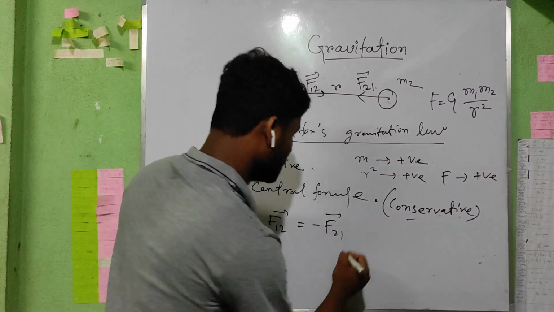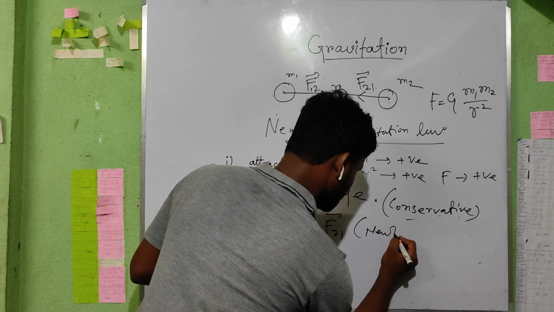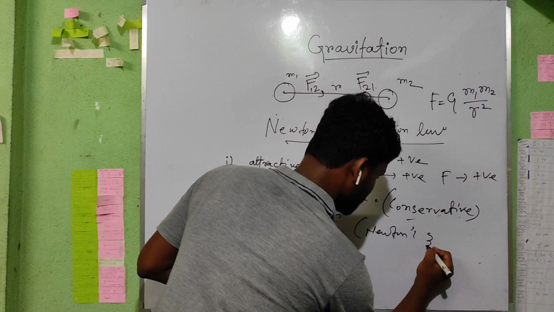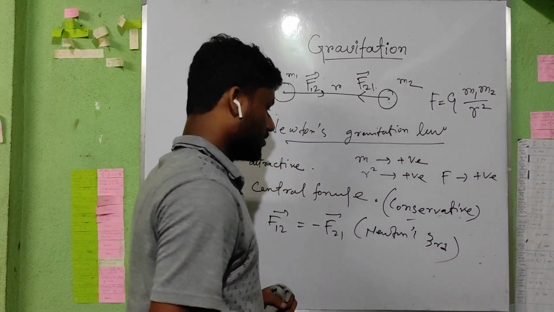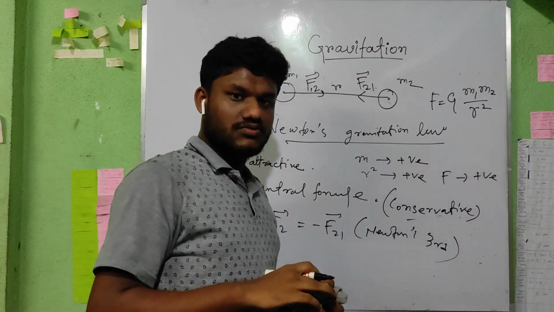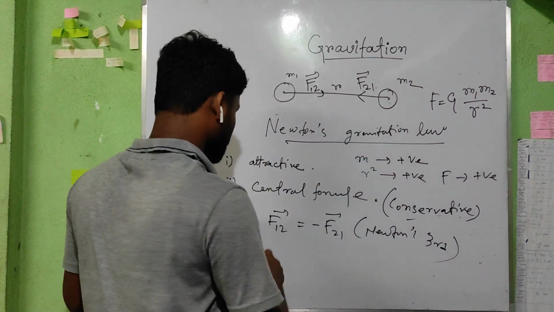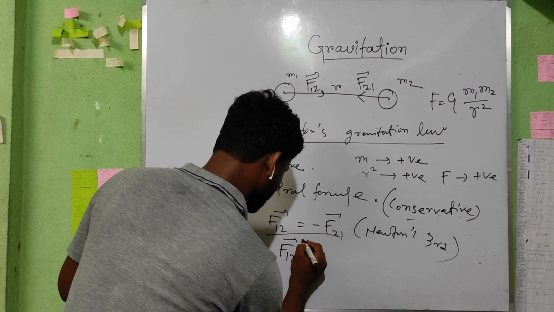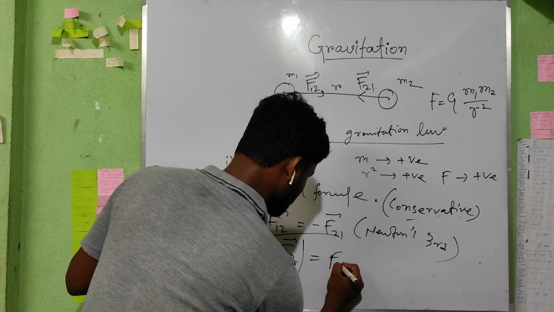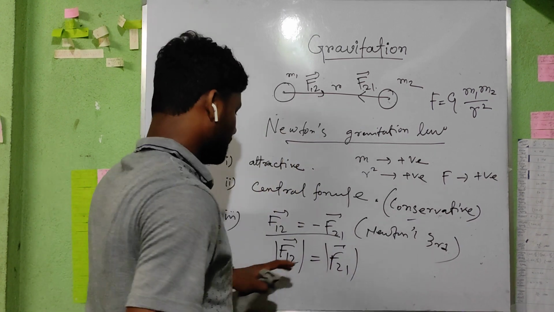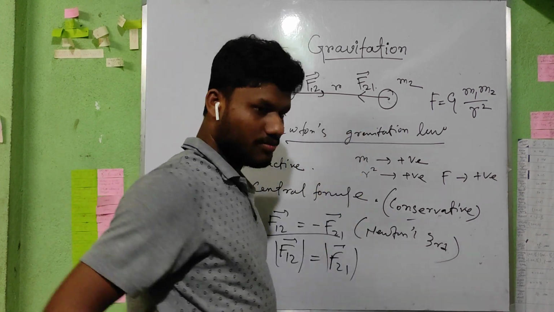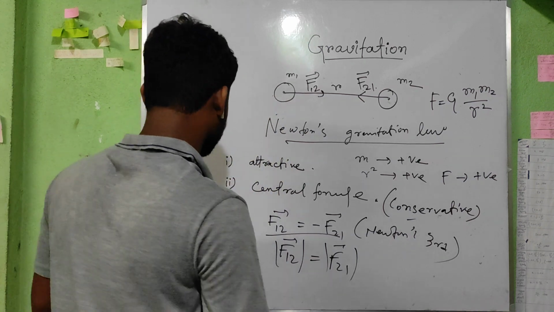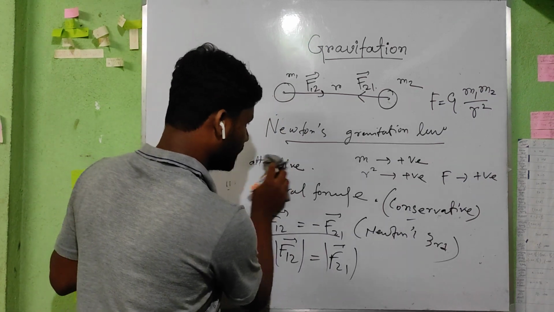So this is from Newton's third law. We know that force is always equal and opposite. So from there, F12's mod will be equal to F21's mod. Their magnitude will be the same and direction will be opposite. So these are three. We will come to point number 4.